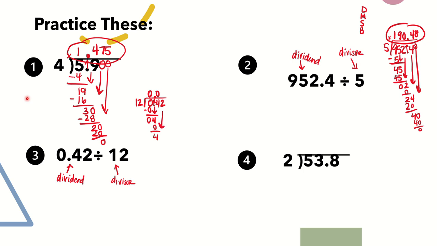12 can go into 42. 12, 24, 36, 48. So only 3 times. 36. Subtract. I get 6. Again, I have run out of numbers, so I'm going to add zeros. We probably only needed 1, but I added some just in case, which we only needed 1 because 12 goes into 60 5 times. And there goes my answer.